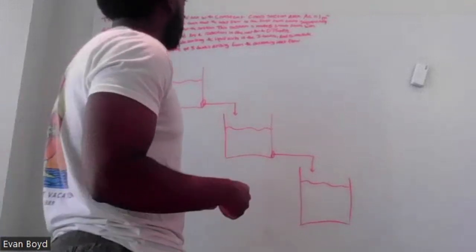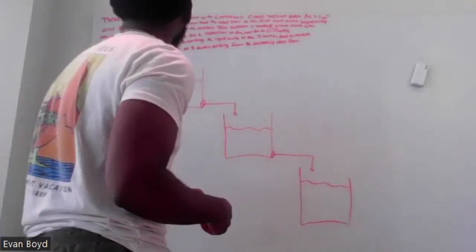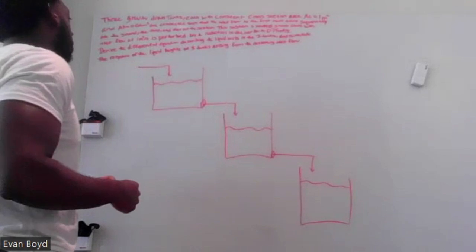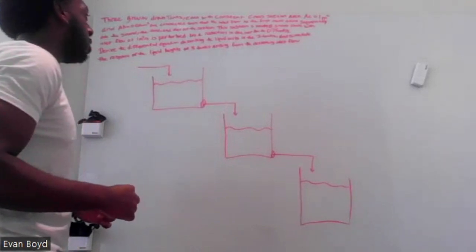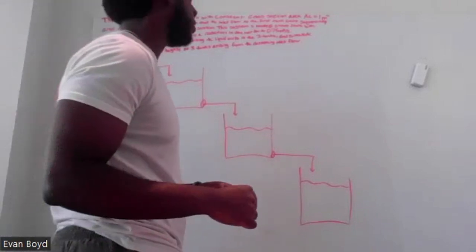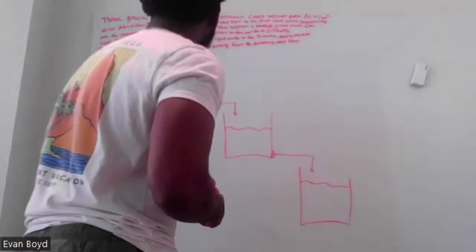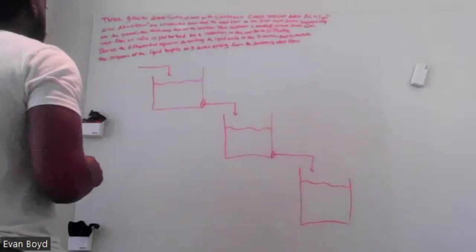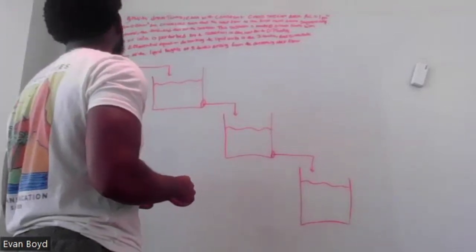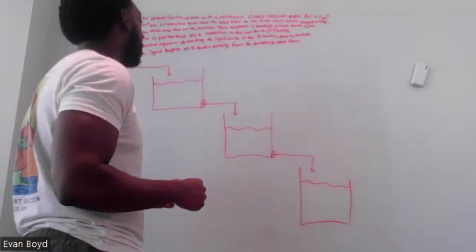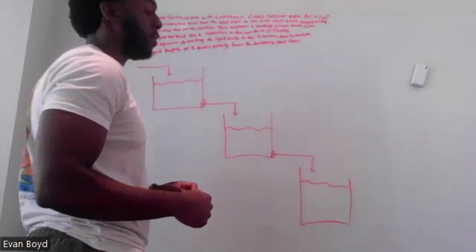of the system. The system is initially at steady state with an inlet flow of 1 cubic meter per second and is perturbed by a reduction in the inlet flow to 0.5 cubic meters per second. So our goal here today is to derive a differential equation describing the liquid levels in the three tanks and simulate the response in the liquid height of the three tanks arising from the decreasing inlet flow.